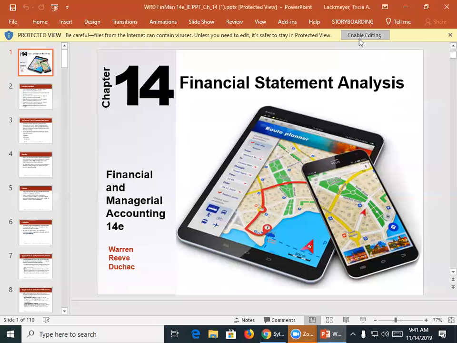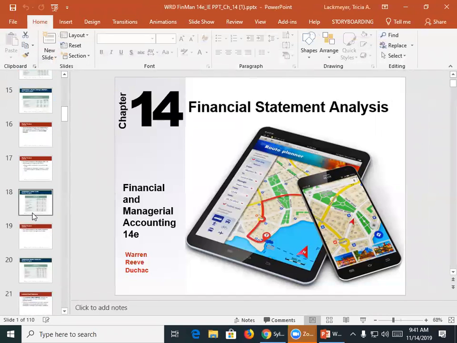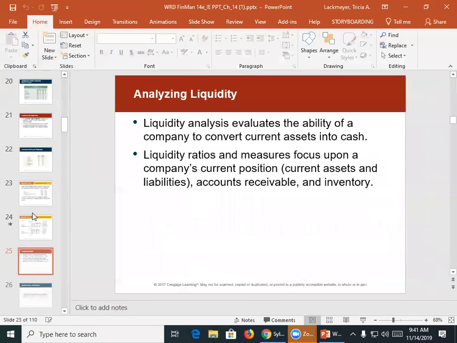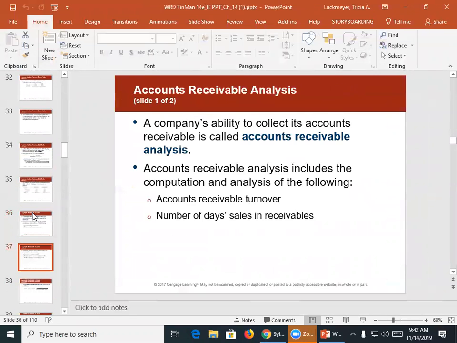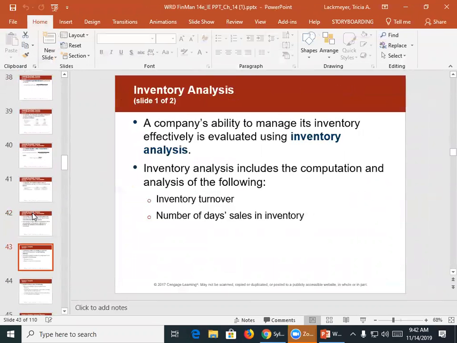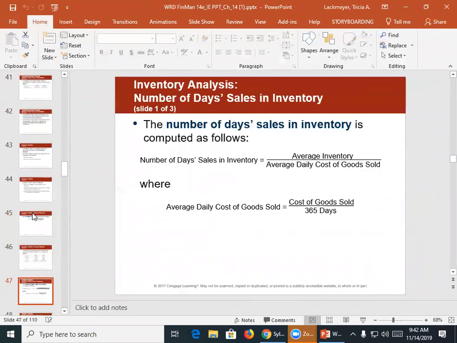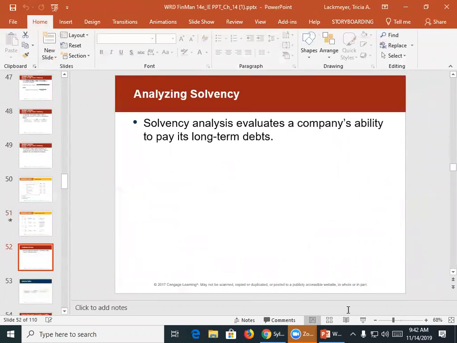PowerPoint. So I believe we left off, we had covered all the liquidity ratios. And so now we just need to talk about solvency and profitability. Should be coming up on it here. Okay.